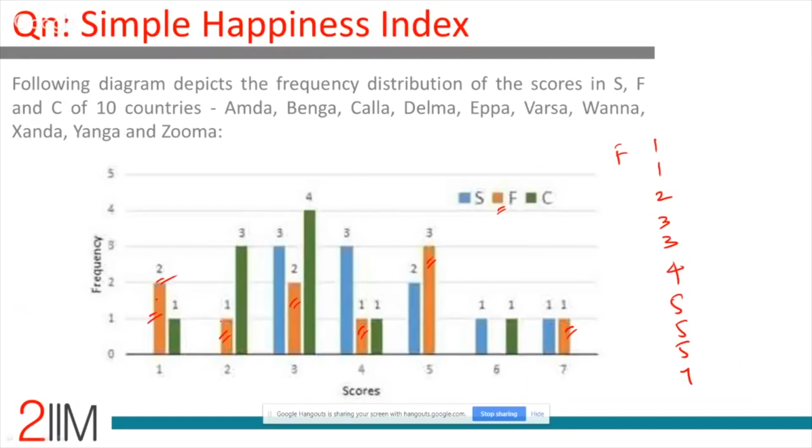2 have got 1, 1 has got a 2, 2 have got 3, 1 has got a 4, 3 have got 5, nobody has got 6 in F score, and 1 has got a 7. Likewise, if you think about C scores, we've got a 1, 2 2 2, 3 3 3 3, a 4, no 5, a 6. And S score, which is the blue bar: no 1s, no 2s, 3 3 3, 4 4 4, 5 5, 6 7.